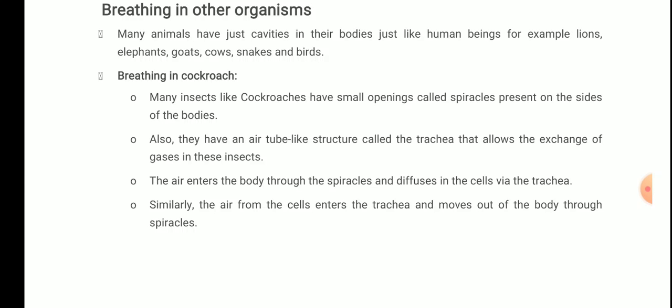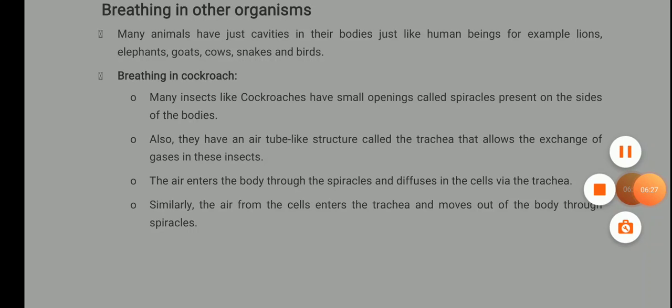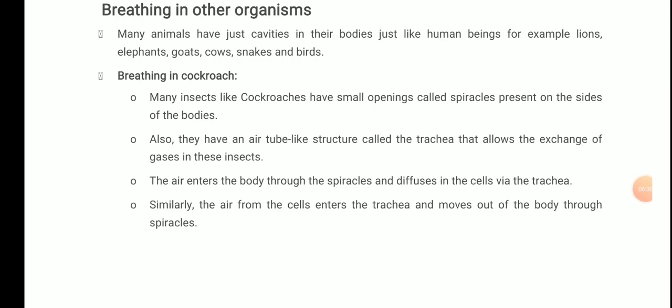The air enters the body through the spiracles and diffuses in the cells via trachea. So, if you say that trachea is the most important part, yes, because the air that is exchanged is at the tracheal level. And similarly, the air from the cells enters the trachea and moves out of the body through spiracles. Means the fresh air is inhaled, taking in the air through the spiracles. Then with the help of trachea it reaches the cells. Then the exhaled air, or the waste air from the cells, is again transported to trachea, and from trachea it goes on to spiracles, and the spiracles help the exhaled air to be removed out of the body.